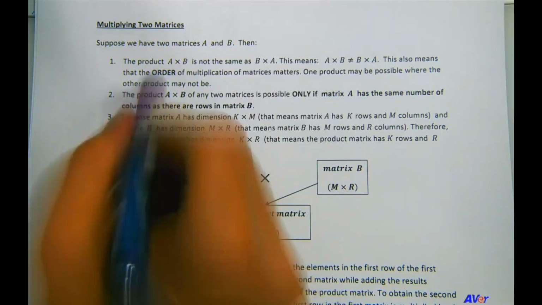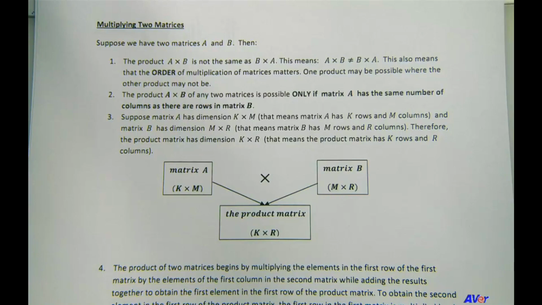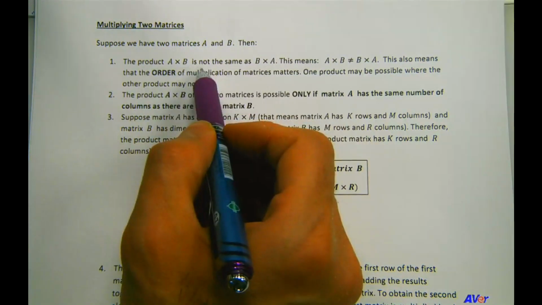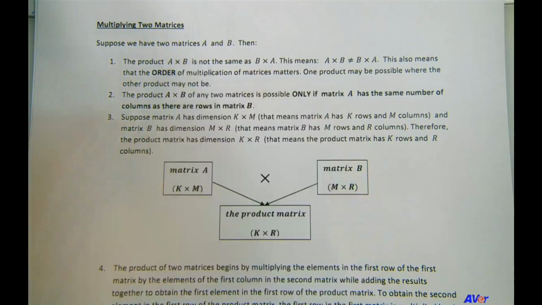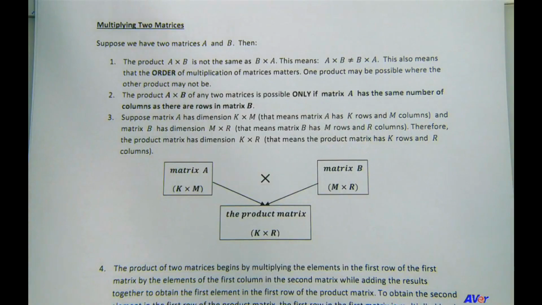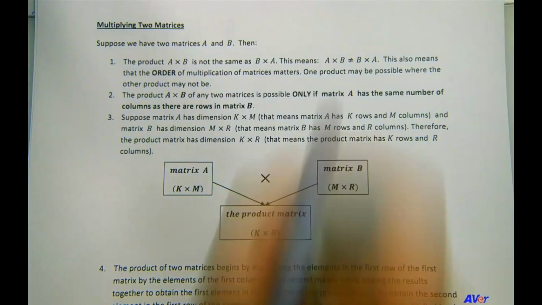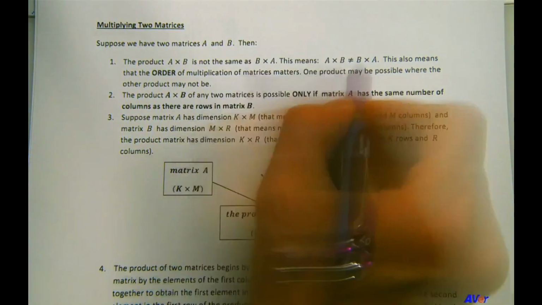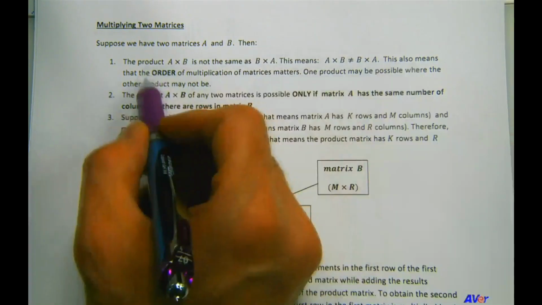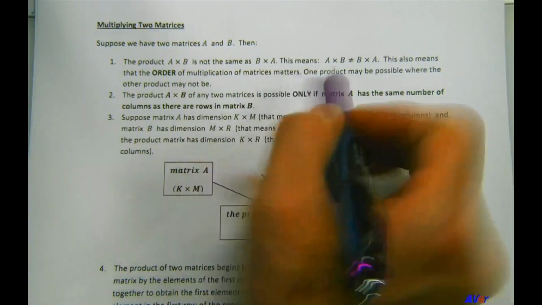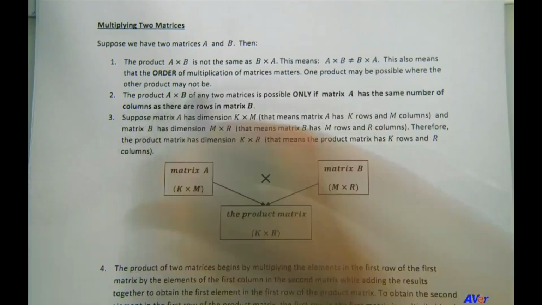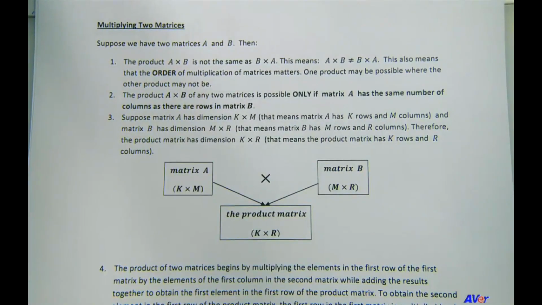Not only are the results not the same if you change the order of multiplication when you deal with matrices, but in one case you might have a result, and in the other case you may not even have a result. So this means that A times B is not equal to B times A. This also means that the order of multiplication of matrices matters. One product may be possible where the other may not be, which is just what I said.